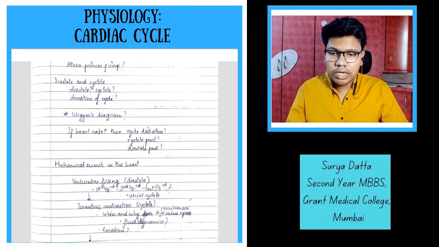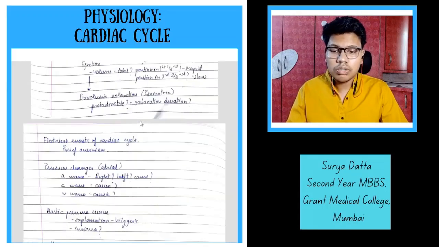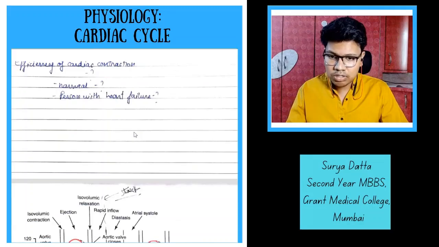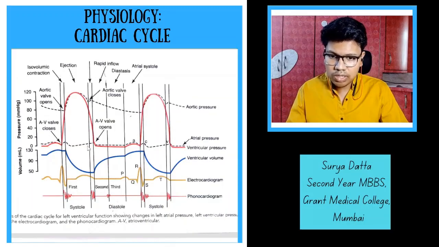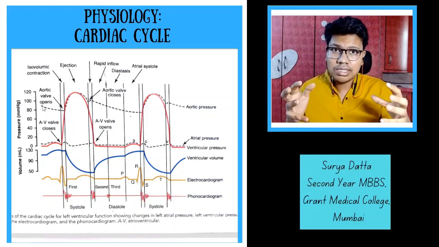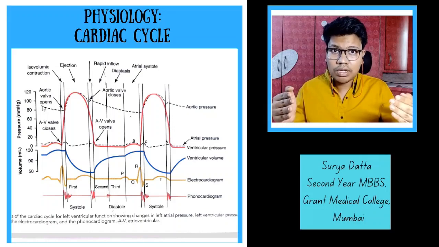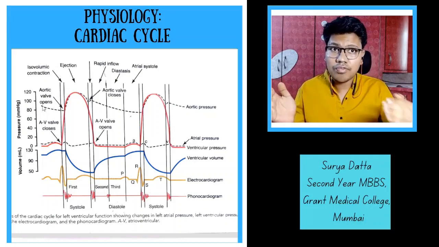Now, what's a Wiggers diagram? Wiggers diagram is a very important diagram. You need to know this. And I have it here somewhere. Yeah. This one is a Wiggers diagram. And I don't really like how it's explained in the book. So I'm going to try to explain it in my own words as best as I can. But the basic idea is that the Wiggers diagram is going to encompass everything that's happening in the heart and show it to you in a graphical format with pressure and volume, right?